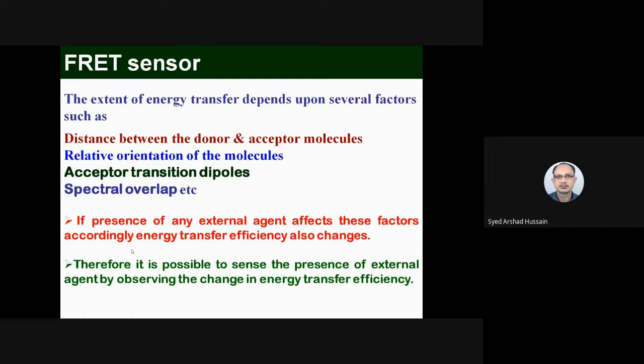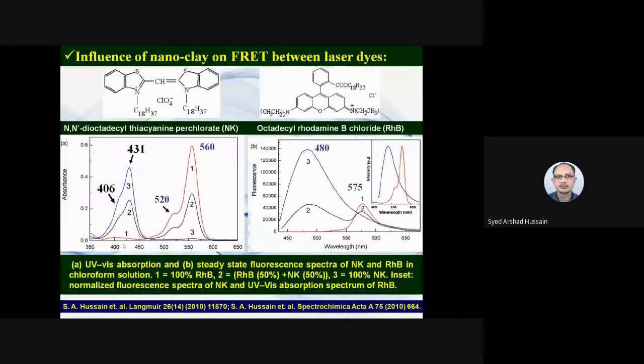So in an indirect way, by observing the change in energy transfer efficiency, you can have an idea that yes, an external agent is there. Simply, you are throwing a ball to one of your friends. If there is no obstruction between you and your friend, you can simply pass it to him. But if you throw and it does not reach your friend, that means there is something between you and your friend. So here also it is the same thing. So this is a very simple system. One can design different kinds of sensors.